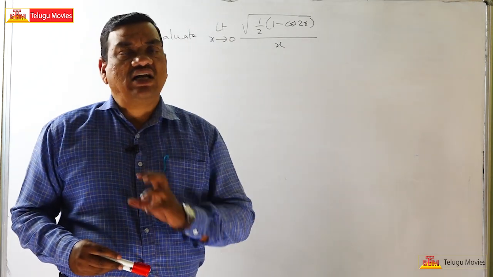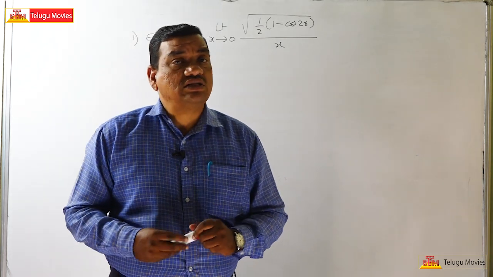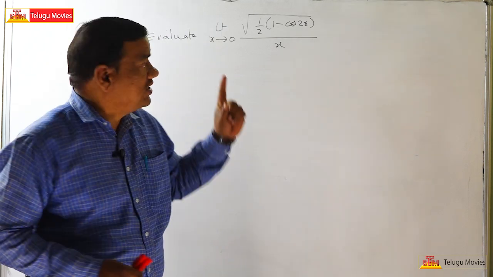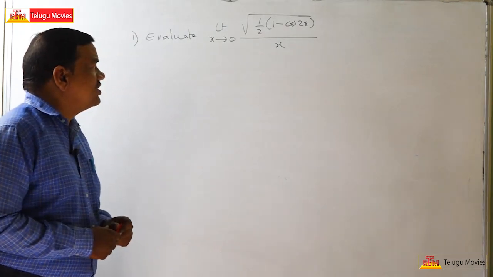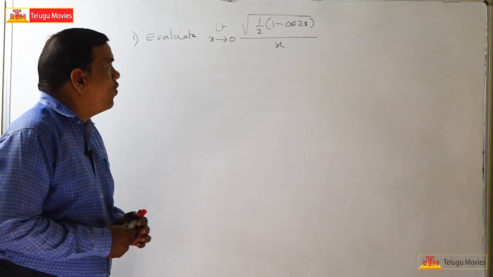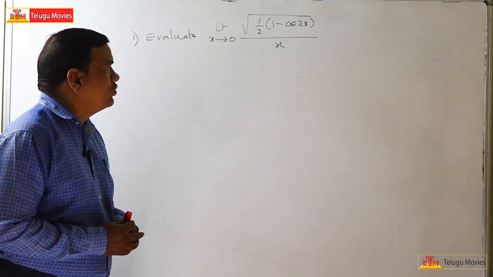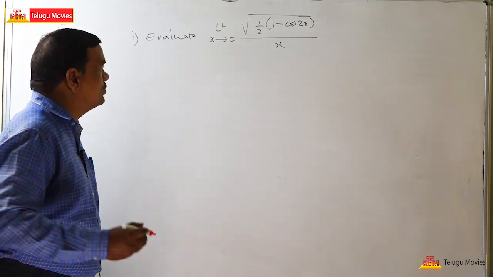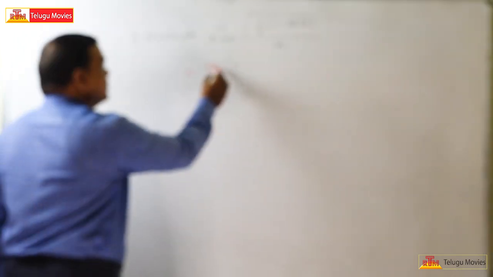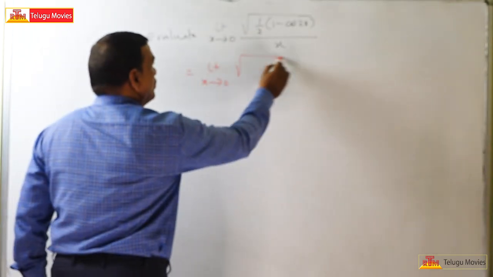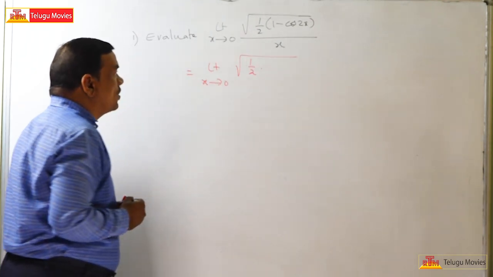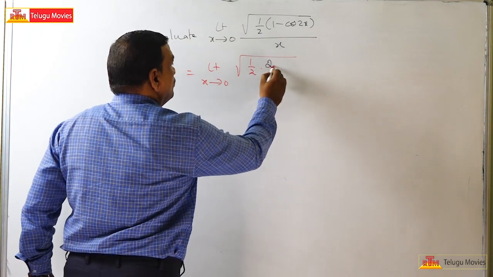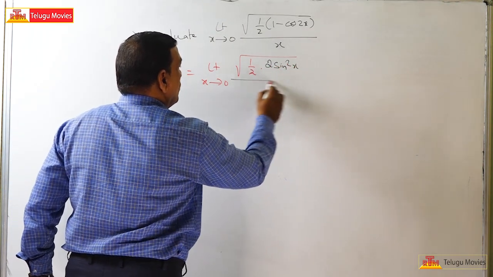I have selected a good number of questions in which students generally make mistakes. One such problem is this: limit as x tends to 0 of square root of 1 by 2 times (1 minus cos 2x) by x. Students generally make a mistake here. The first step they do is limit x tends to 0, root of 1 by 2, 1 minus cos 2x, and 1 minus cos 2x, everybody knows, is 2 sin square x, whole divided by x.